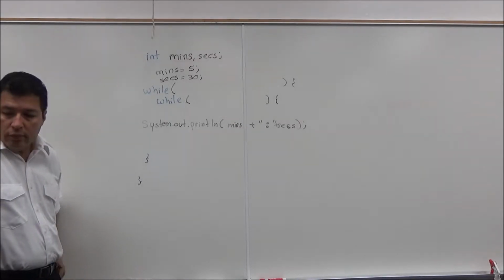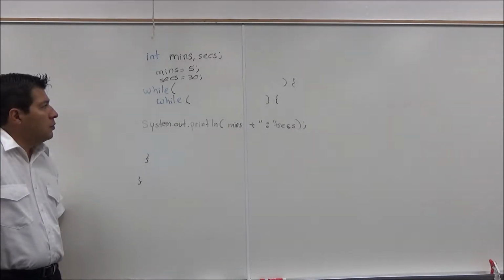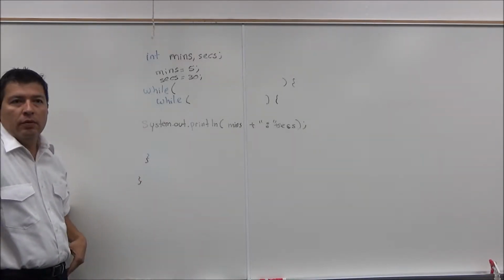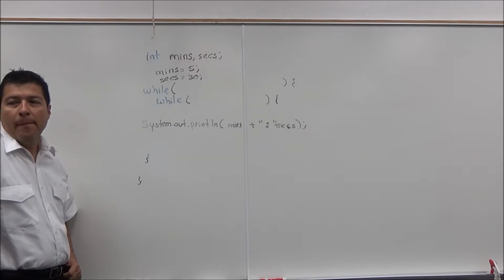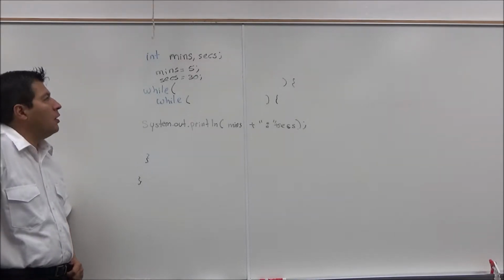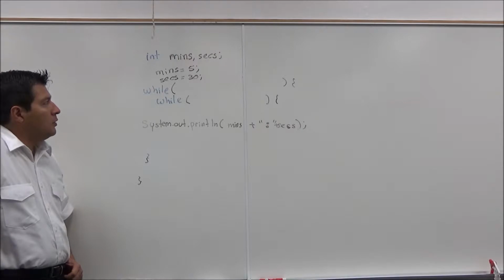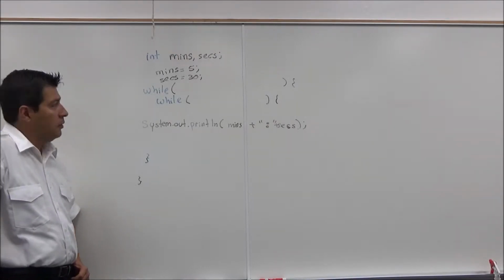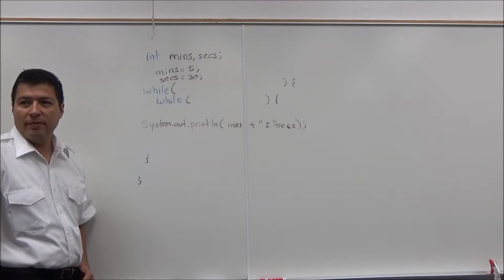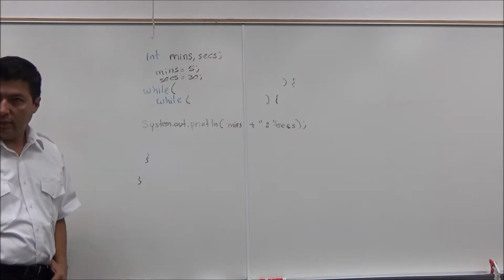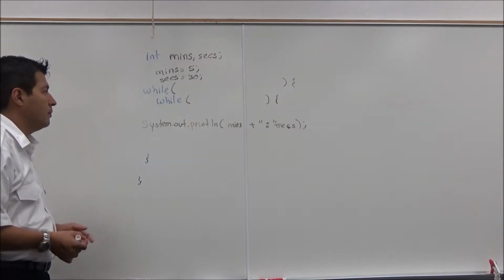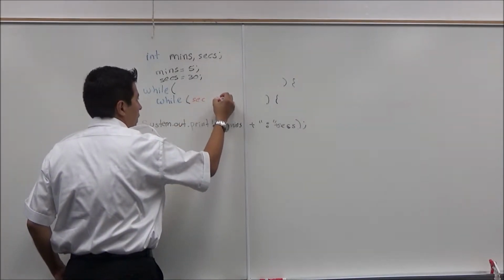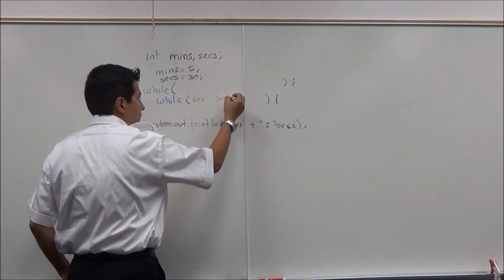Which one do you think is going to execute more times, the outer or the inner loop? The inner. The inner loop, right? And so which one should execute more times, the minutes or the seconds? Seconds. So the seconds should be in the inner loop. So we're going to write here: while seconds is greater or equal than 0, actually.